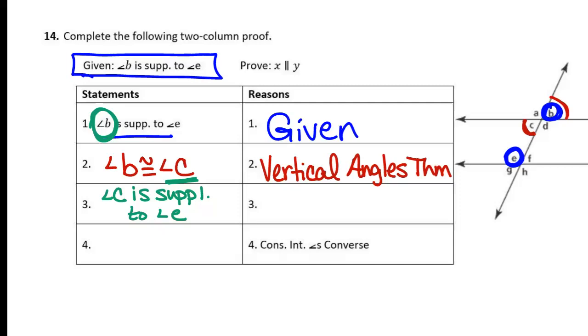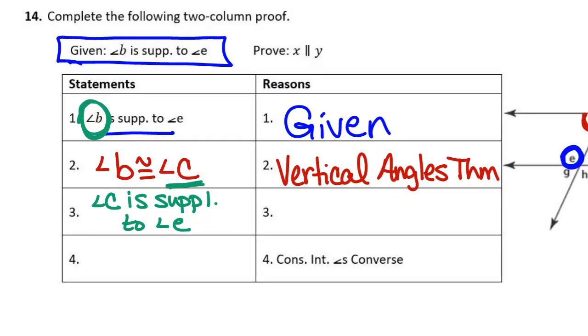What would let me trade those out? They're equal in value. Not supplementary angles, but substitution. We're saying they're supplementary, but the reason I'm allowed to say that they're supplementary is because we just swapped out things that are the same size. So that is substitution. So my substitution property.